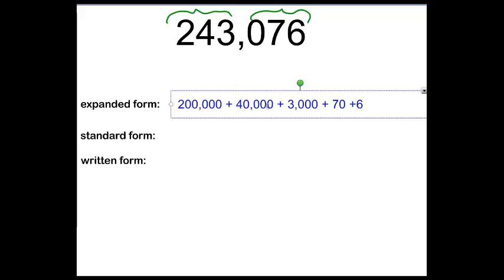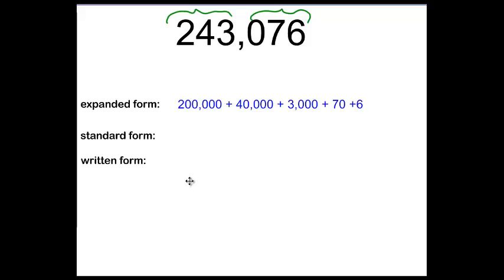So you write 40,000 plus, there are 3 in the thousands place, so that makes it 3,000 plus no hundreds, so you don't have to write that. We have 7 in the tens place, which is the same as 70, plus 6 ones, which means the same thing as 6. This is standard form. So we already have the standard form written above.